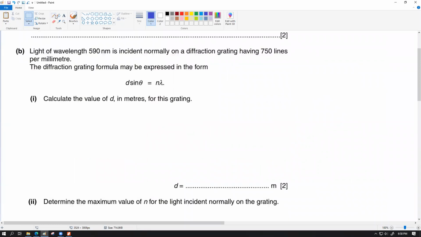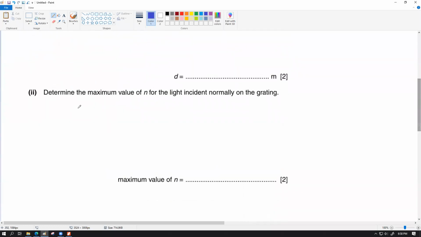So here we're going to place all the values. This is 10 to the power minus 3 because this is millimeter divided by 750. So you're going to get some value over here, place it over here. That's basically it. And to calculate the maximum value of n, the formula is d sin 90 equals n lambda. Now you have to calculate the value of n from this expression, which should be n equals d by lambda because sin 90 is essentially 1. So see what value of d you get from here.